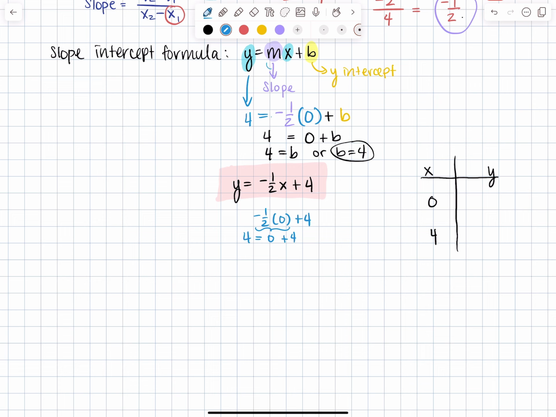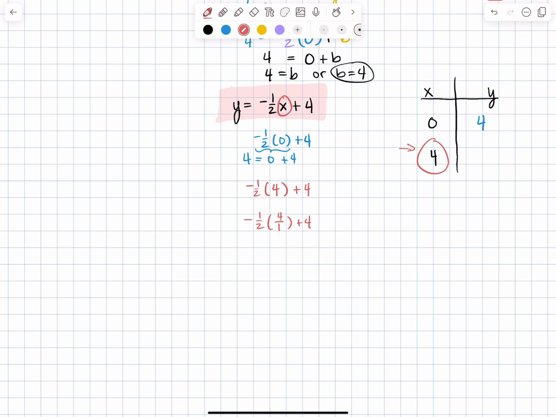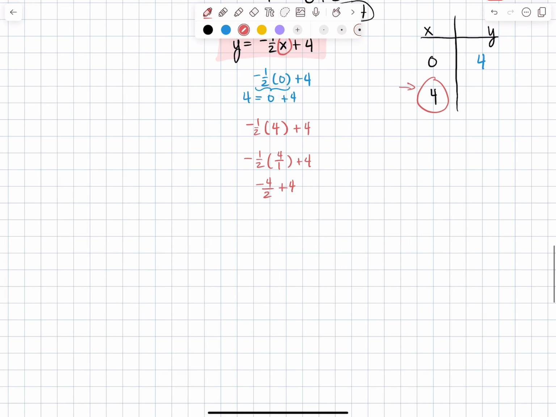So 0 plus 4 is 4, so we get 4. And then for the 4, we have negative 1 over 2 times 4. I'm just plugging in 4, the x value from the table, wherever I see an x. So plus 4. We can write this as negative 1 over 2 times 4 over 1 plus 4. This simplifies to negative 4 over 2 plus 4. Negative 4 divided by 2 is just negative 2, plus 4 equals 2. So our y value is 2.